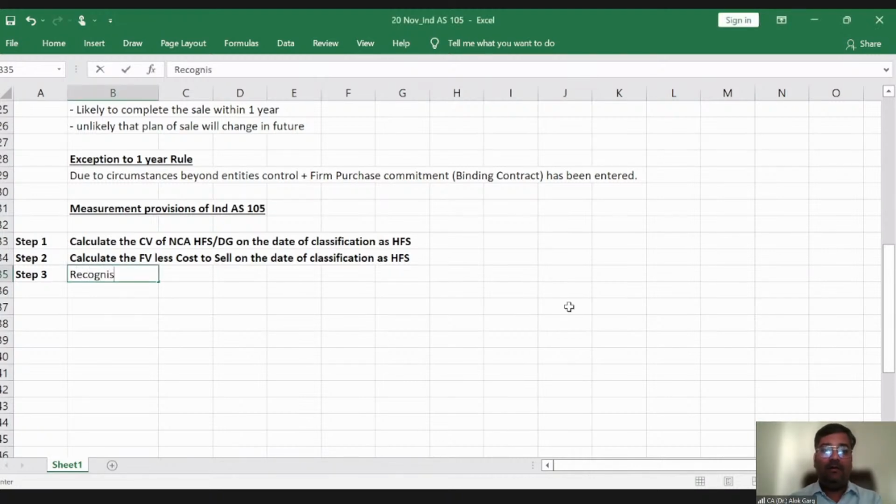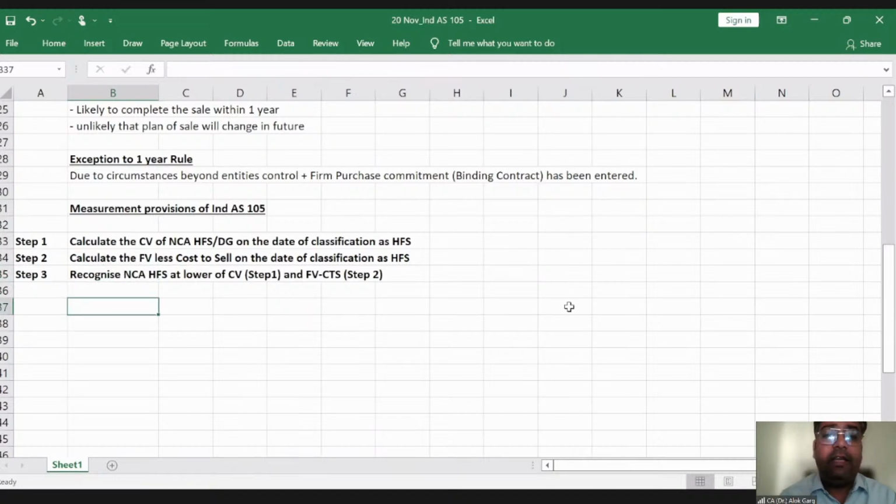Recognize NCA-HFS or disposal group at the lower of carrying value under step number one and fair value less cost to sell under step number two. Right. So these are the three measurement provisions of Ind AS 105.